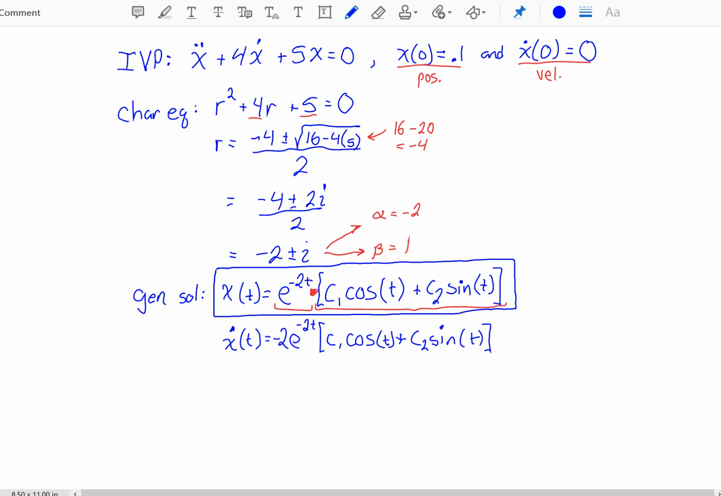Plus by the product rule, the derivative of the second function times the first. I'm going to write the first function first to keep these exponentials in front. And now we'll write the derivative of the second function. The derivative of c1 cosine of t is negative c1 sine of t. And the derivative of c2 sine of t is going to be plus c2 cosine of t. So again, take caution when writing your derivative to use the product rule here.